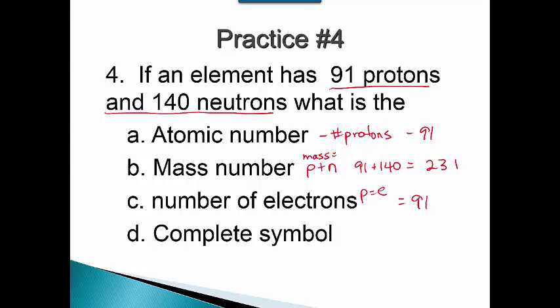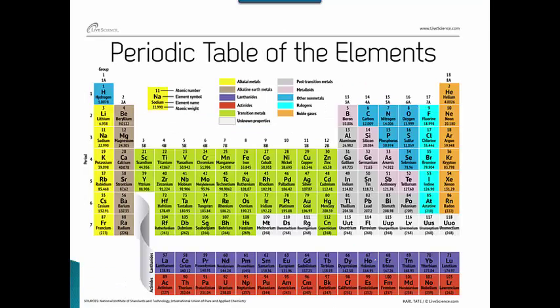If we look up the atomic number of 91 on our periodic table, and you're definitely going to need to make sure you bring a periodic table with you all the time, that would be Pa. And it's a capital P, lowercase a, so make sure that you are writing the symbol correctly. And that is protactinium. All right, and we can find 91 right here down at the bottom, Pa.